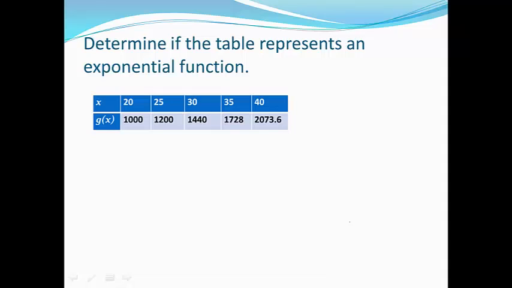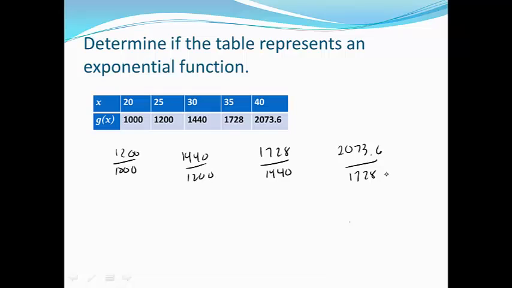Okay, so let's go back to our original g of x table and determine if it might represent an exponential function. To do that, we are going to look at ratios of the output values, or 1200 over 1000, 1440 over 1200, 1728 over 1440, and 2073.6 all over 1728. This one's pretty easy to calculate as 1.2. The rest I'll have to plug into my calculator, but I see that 1440 divided by 1200 is also 1.2. 1728 divided by 1440 is again 1.2, and then 2073.6 divided by 1728 is again 1.2.